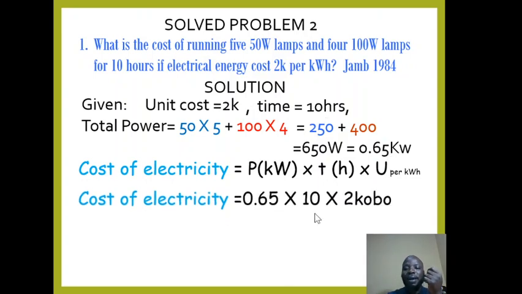The time is 10 hours. That one is known to us already. And the unit cost is 2 kobo. So from here, we can multiply them up, and we are going to have our final answer to be the same thing as 13 kobo. You can use your calculator to confirm whether the answer we have is correct or not.